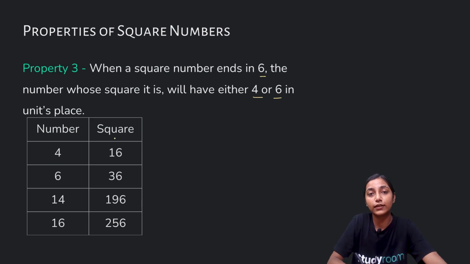We have number 4, its square will end with 6. Number 6 squared will end with 6 again, because it is 36. 14 square is 196, again ending with 6. 16 square is 256, again ending with 6. So for the squares that end with 6, the numbers whose squares they are will have either 4 or 6 at the unit place.